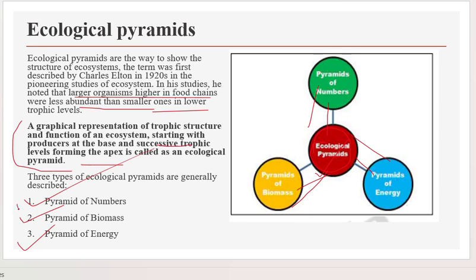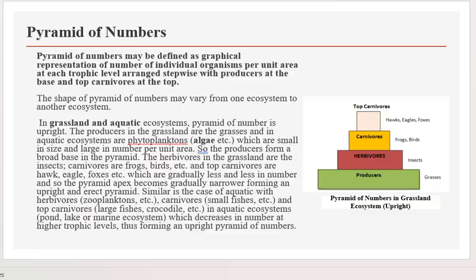So let's begin with the first one, pyramid of numbers. Pyramid of numbers is a graphical representation of the number of individual organisms per unit area at each trophic level. They are arranged stepwise from the producer at the base, then at the top, carnivorous organisms.